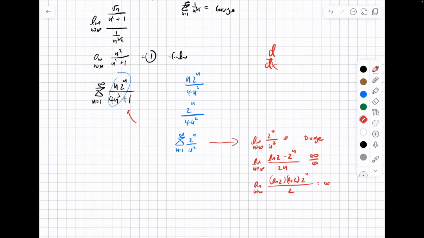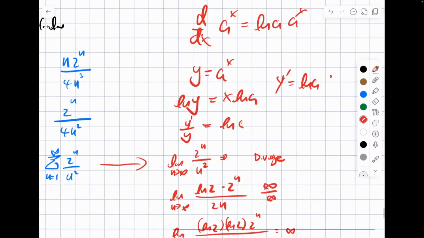If you don't remember that the derivative of a to the x equals ln a times a to the x, I will show you how to prove it. Let y equal a to the x. If you take ln of both sides, it'll be x ln a. If you take the derivative of both sides, it's y prime over y equals ln a. And y prime is equal to ln a times y, which is a to the x. So that's the proof of the derivative of a to the x.